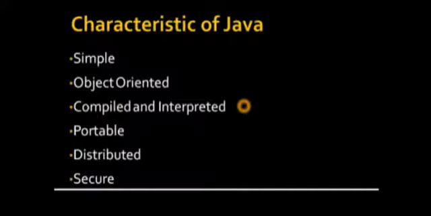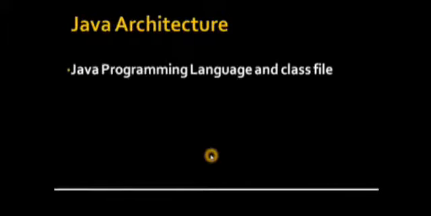So these are the characteristics why Java is one of the top ranking programming languages we have. Now, apart from the characteristics of Java, let's discuss the Java architecture. When we say Java architecture, we're talking about the design of Java programs, how Java programs are designed. There are various components of the Java architecture. One of them is the Java programming language and the classifier. That means the code which we write in Java itself, the Java syntax, the instructions you write in Java.